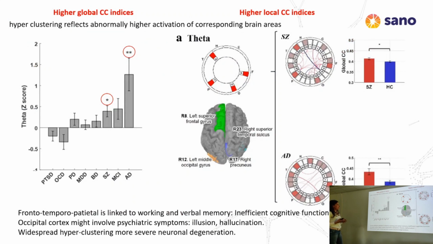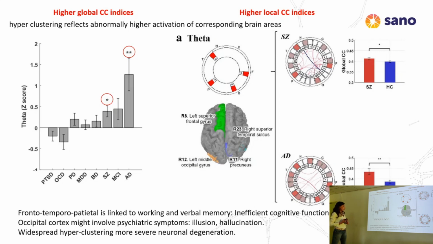When compared to the corresponding healthy control, a global higher clustering was shown for the Alzheimer's disease and schizophrenia groups. In particular, in the frontotemporal and parietal regions for both groups. And these regions are linked to verbal working memory. So a higher segregation in this area led to an efficient cognitive function.